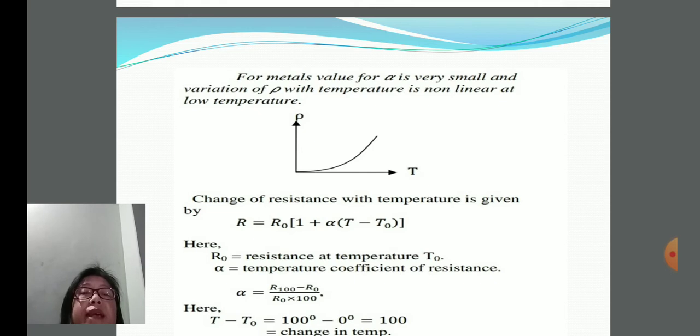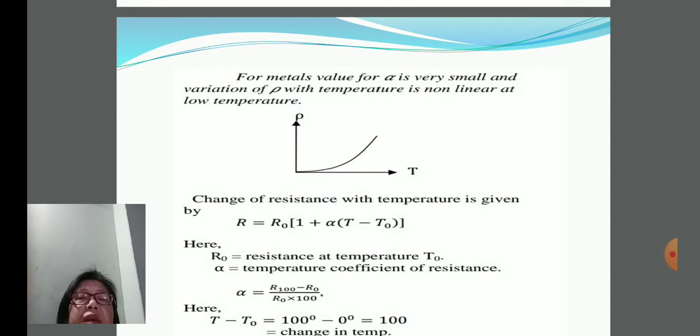Again, just like resistivity depends on temperature, the resistance also depends on temperature. The resistance that you get at temperature capital T will be equal to R naught times 1 plus alpha into T minus T naught, where R naught is the resistance at the smaller temperature T naught, and alpha is the temperature coefficient of resistance, or simply I can write alpha as R100 minus R naught by R naught into 100, where what is R100?